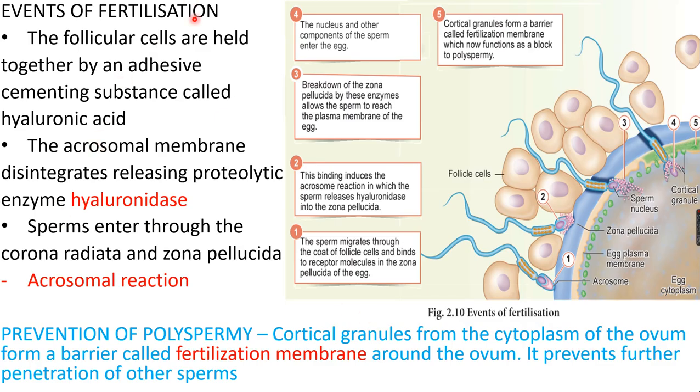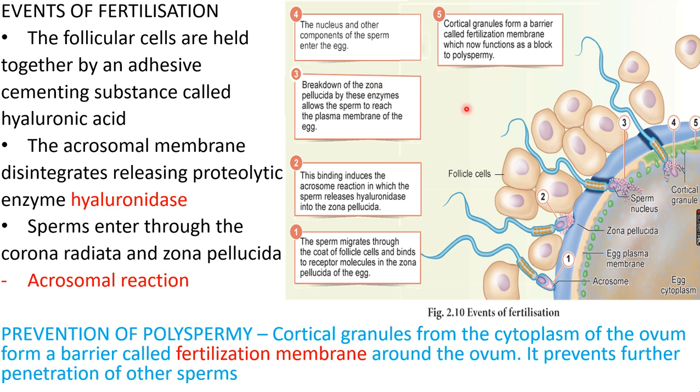In the events of fertilization, the follicular cells are held together by a cementing substance called hyaluronic acid. The sperm tip, the acrosome, secretes the hyaluronidase enzyme. That hyaluronidase enzyme helps to penetrate the corona radiata and enter the zona pellucida. The sperm entering through the corona radiata and zona pellucida is called the acrosomal reaction.